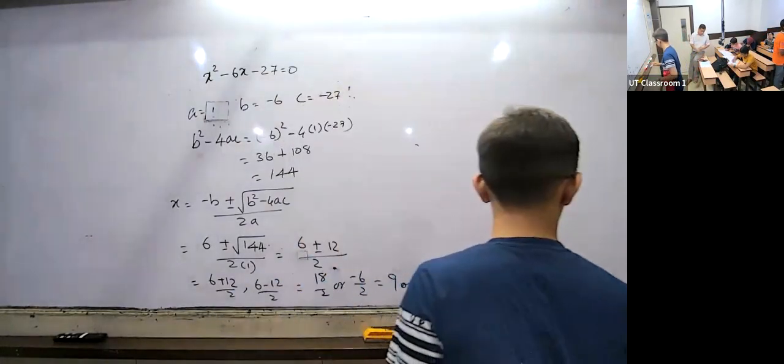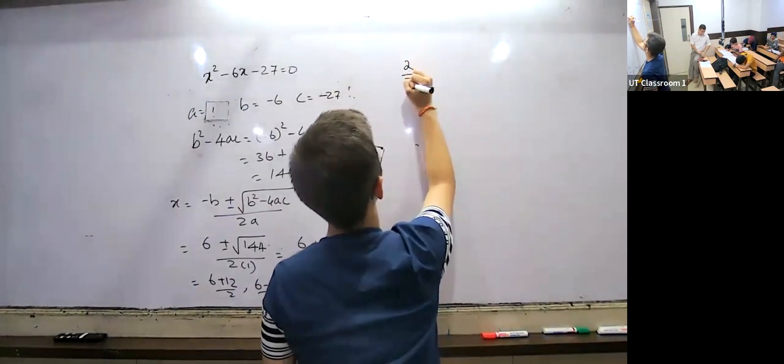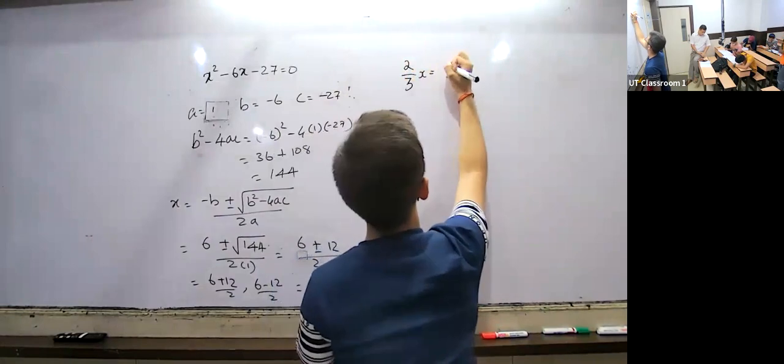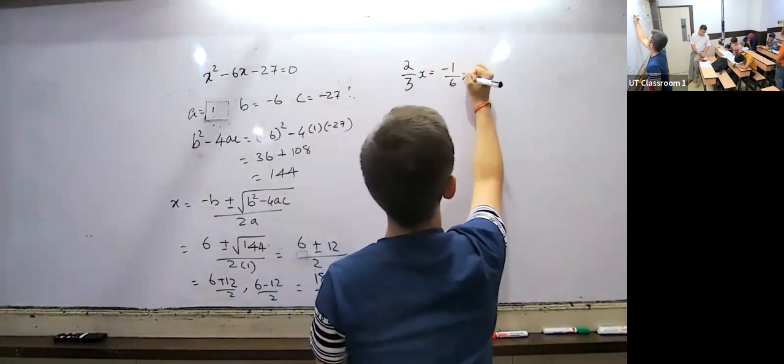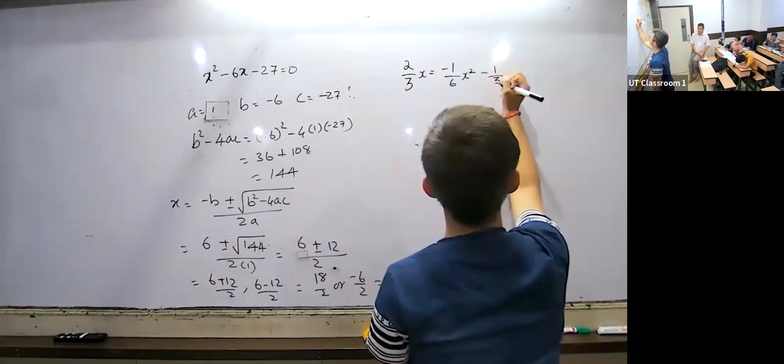Right, this side, right. 2 by 3x. 2 by 3x is equal to -1/6 x² -1/3. Okay, Kushagra, what are you going to do?